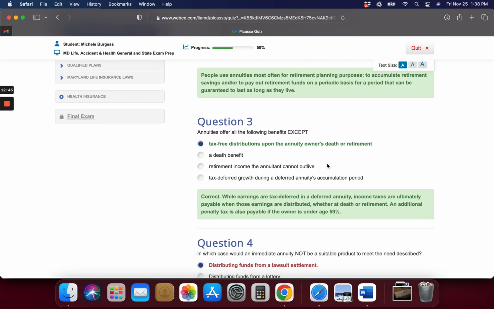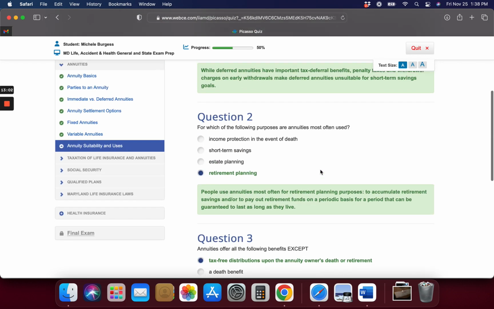While earnings are tax deferred in a deferred annuity, the income taxes ultimately have to be paid when those earnings are distributed. And there are additional penalty taxes also; if you are under 59 and a half, they charge a penalty tax.